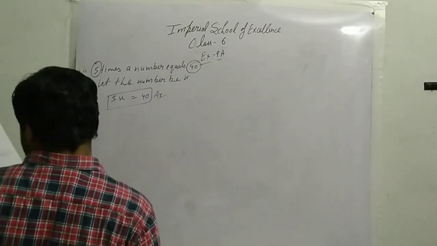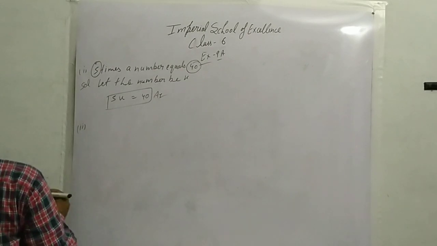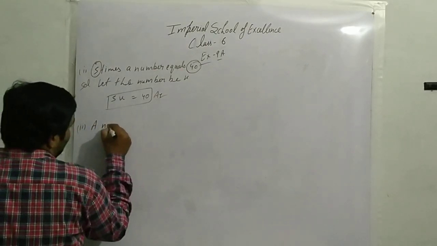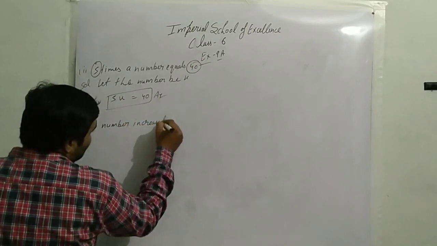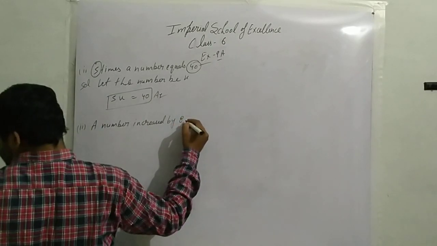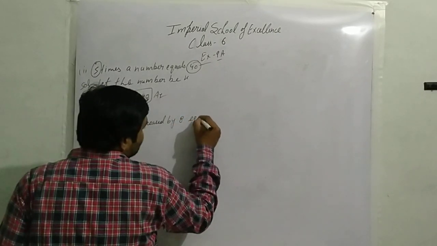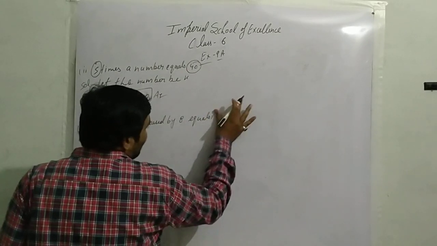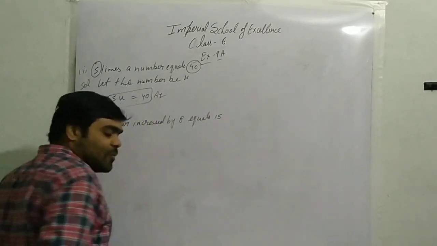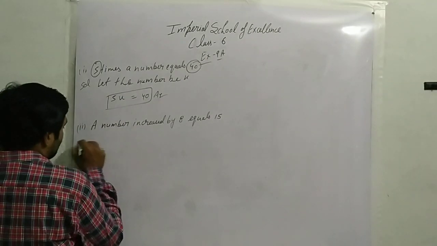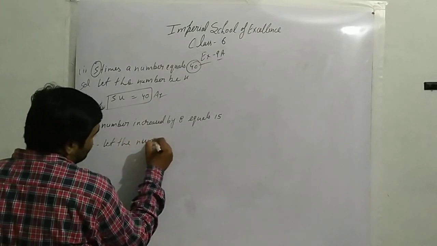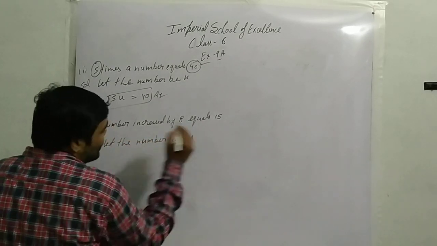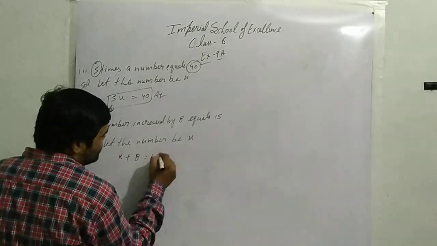Now let's see the second question. It is given here: a number increased by 8 equals 15. So you have to do the same. Let the number be x. Suppose that we have taken a number x. Now x plus 8 equals 15.